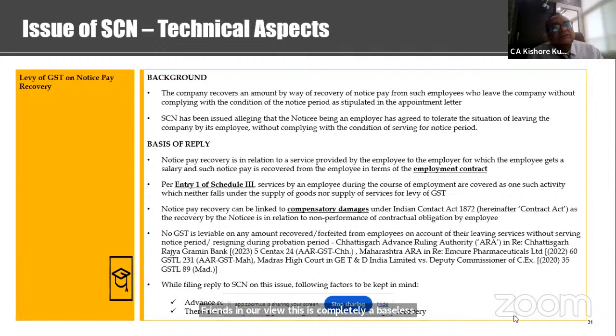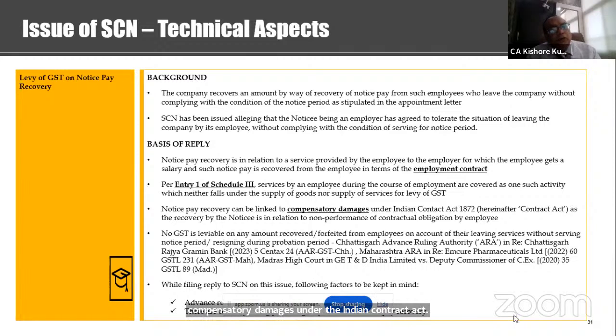There are multiple reasons why it is not. First of all, friends, we need to refer to entry number 1 of Schedule 3, which talks about services by an employee during the course of employment. Whatever work an employee is doing during the notice period is within the course of the employment. Friends, it is part and parcel of the employment contract. So, as per entry number 1 of Schedule 3, that is not considered as either supply of goods or supply of services for levy of GST. Notice pay recovery can at best be linked with compensatory damages under the Indian Contract Act.